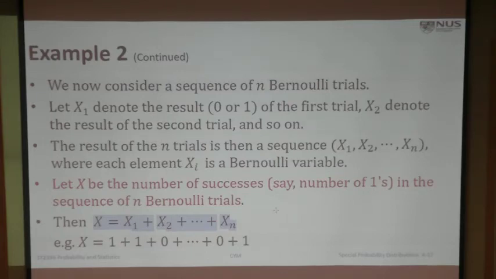The expectation of x1 plus dot dot dot plus xn is the expectation of x1 plus the expectation of x2 plus dot dot dot plus the expectation of xn. The expectation for any of the xi's is p, so the expectation of x is n times p. It's clear. But if you wanted to do it in a more difficult way, this is what you would do.